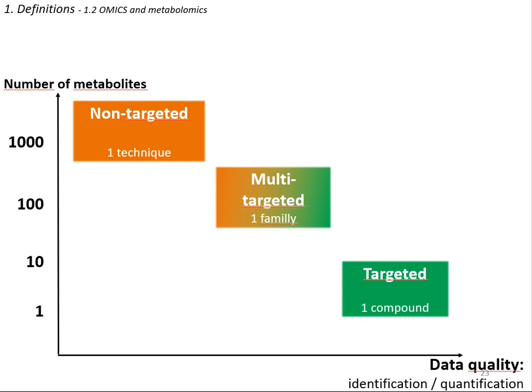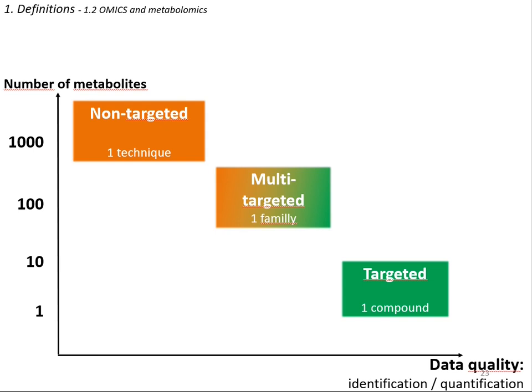So in multi-targeted, you can reach dozens or even 100 compounds, but they will belong to the same kind of family. They will have some basic common structure, like for example, they will all be amines or sugars or phenolic acids and so on. This is multi-targeted, so it's an intermediary situation where the identification and quantification is not that bad, and you can cover many compounds in a single run.